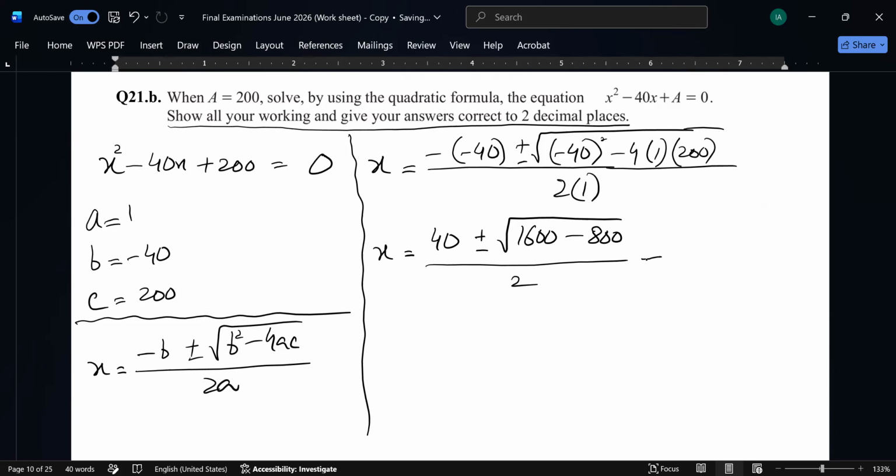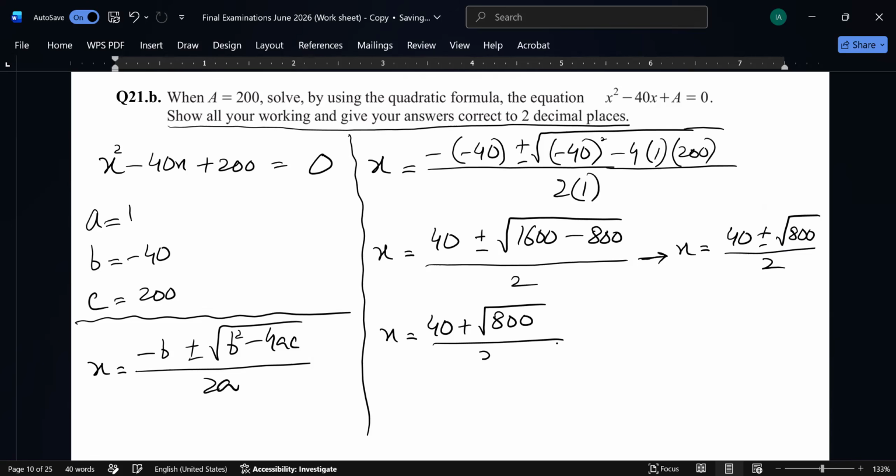Now this is going to be x equals 40 plus minus square root 800 divided by 2. And then we have two values of x. We are looking for the two values of x. We will separate the two terms. Okay, let's simplify. And your answer should be in two decimal places. That's the key point.